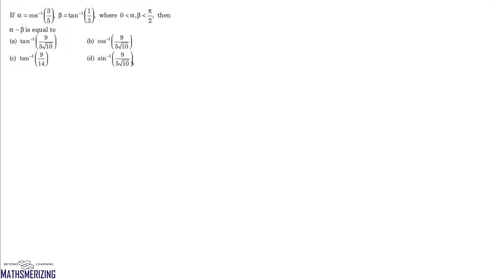Now here the question is, if alpha is cos inverse of 3 by 5 and beta is tan inverse of 1 by 3, then we'll need to find the value of alpha minus beta. Now what we'll do is we'll change this cos inverse in terms of tan inverse.